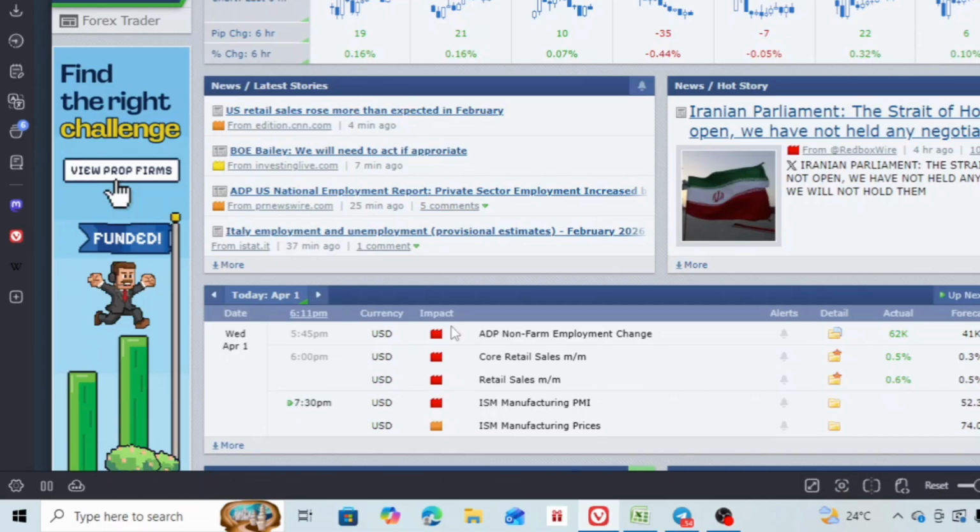Okay, guys. So if you look at the news here, today we have lots of news for the USD currency pair: core retail sales, manufacturing, non-farm employment. This red color indicates that it has high volatility in the market. And then also we have 7:30.